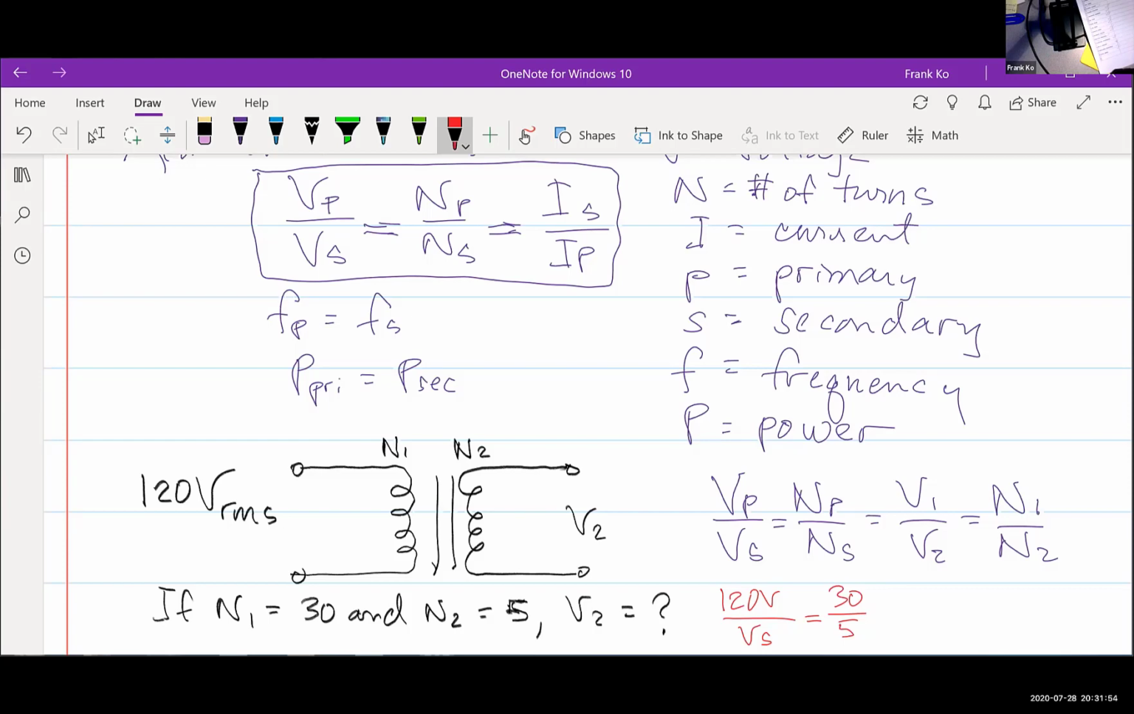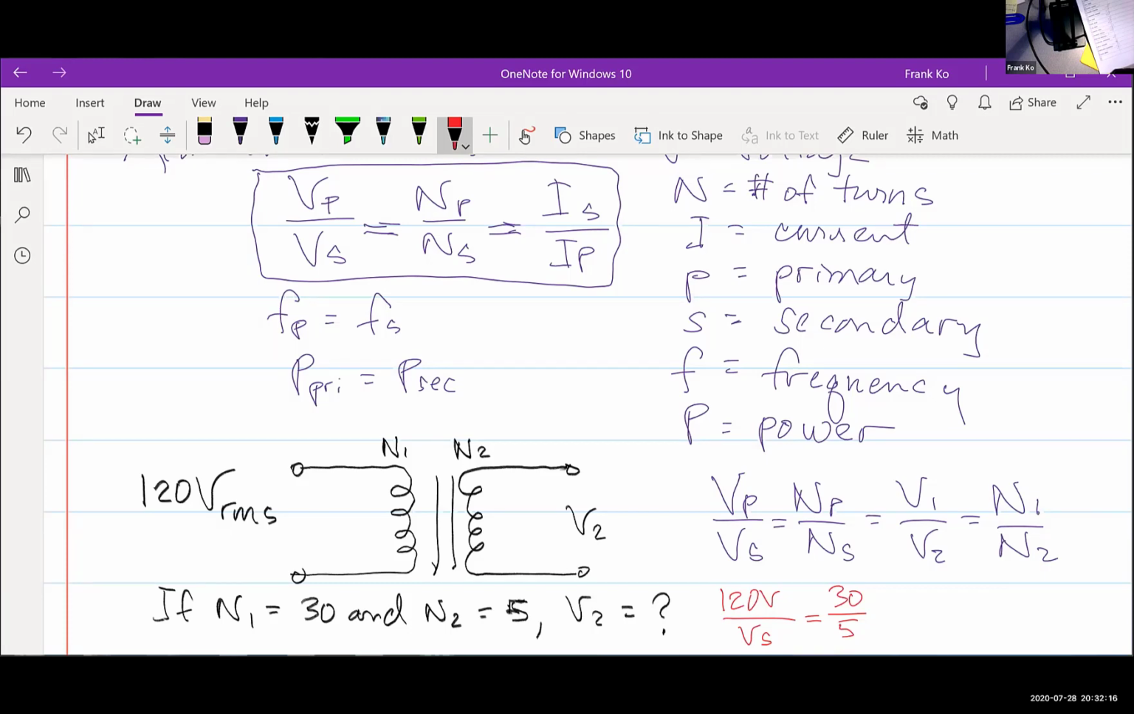VP is my primary voltage, in fact, 120V RMS. VS is what we're looking for. I don't have a number for that yet. N primary is the same as N1. Did I have that? 30. N secondary is the same as N2, and that's 5, so it's 30 over 5. I have one unknown in a pair of fractions.